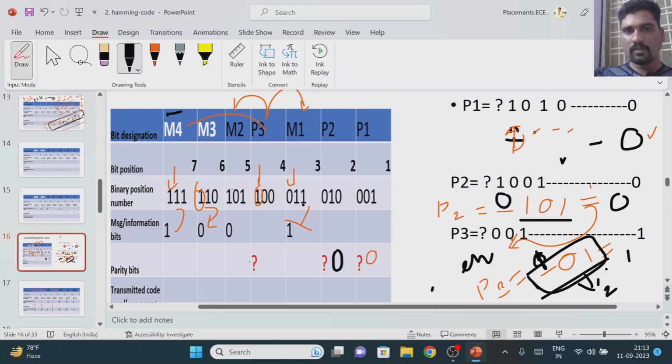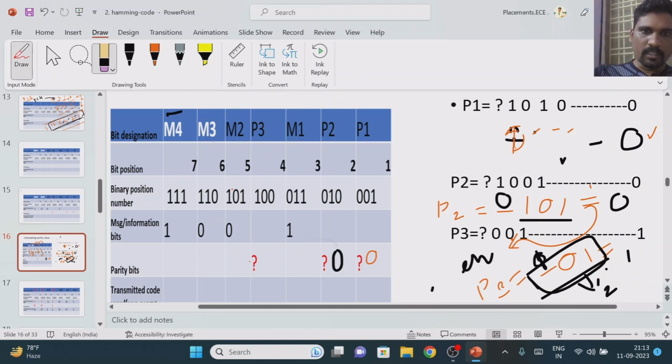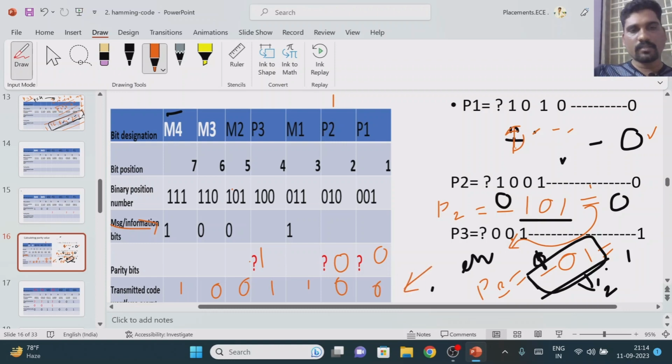Now what is the P3 value? 1. So we have found the P1 value, P2 value, P3 value. What are the values we have found out? We obtain P1 equal to 0, P2 value equal to 0, and P3 value equal to 1. Now see that as per the given question we already have the message information. What is that value? 1, 0, 0, 1. What is the parity bit value? 1, 0, 0. Now we know that these 7 bits are the combination of the message bit value as well as the parity bit value.